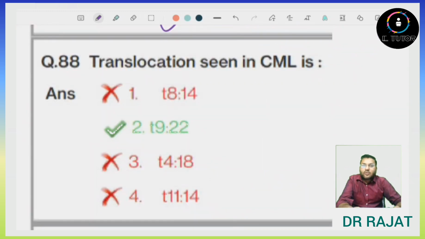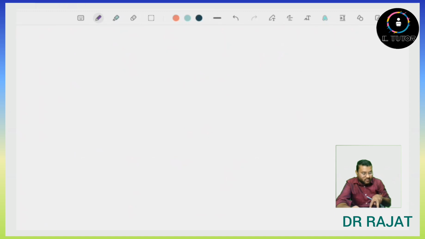Next question is, translocation seen in CML is. So this is a direct question. Translocation 9;22 is seen in CML, which will lead to the increase in the tyrosine kinase activity, for which the treatment is imatinib, which is a tyrosine kinase inhibitor. So answer will be option number B.